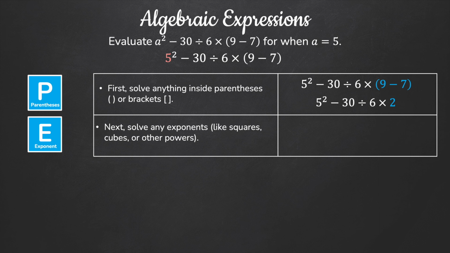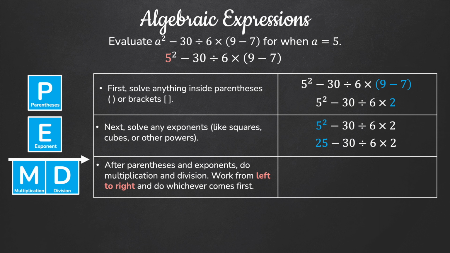Next, we have E for exponent, and we're going to solve anything that has an exponent. And in this case, we do have 5 squared. And 5 squared is the same thing as 5 times 5. And 5 times 5 is equal to 25. So we're going to substitute the 5 squared for 25 and rewrite everything else exactly the same. So now we have 25 minus 30 divided by 6 times 2.